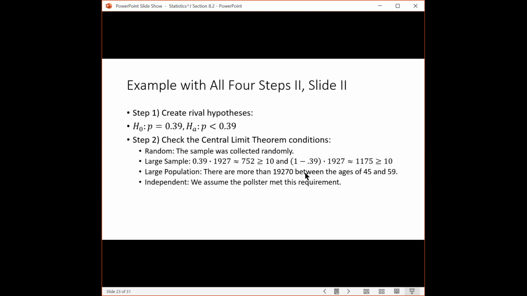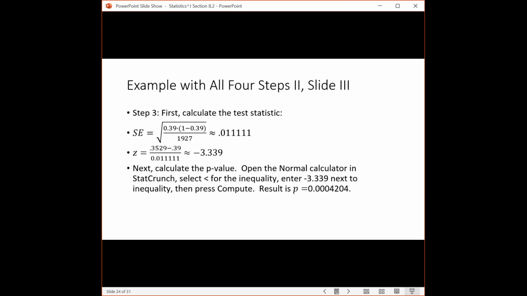Large population. All right, so we've got 1,927 men in this sample, and clearly there are much more than 19,270 men total between the ages of 45 and 59. There are millions of men in that age group. And then independence, again, for the third time, we assume the pollster met this requirement. In the real world, you'd have to talk to them.